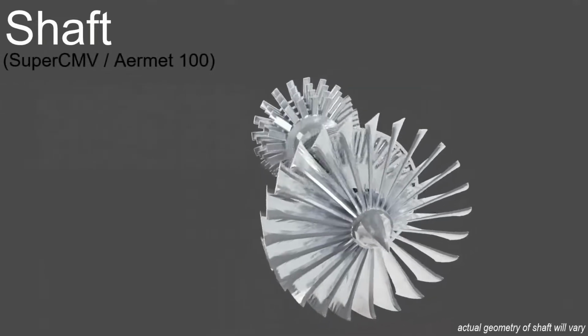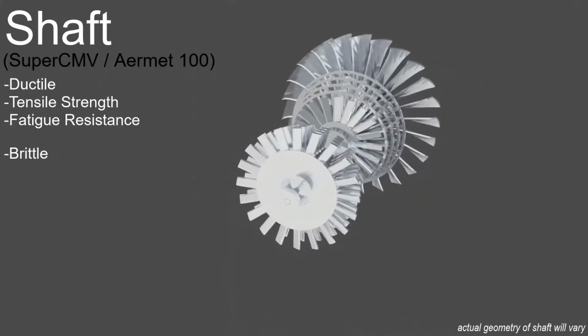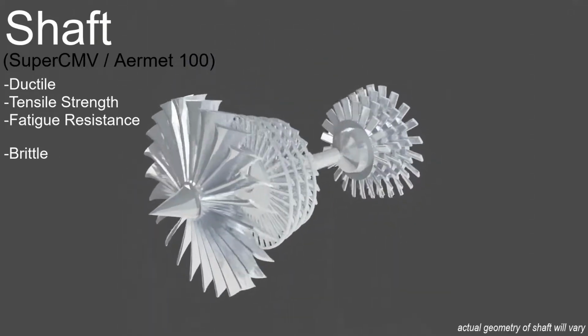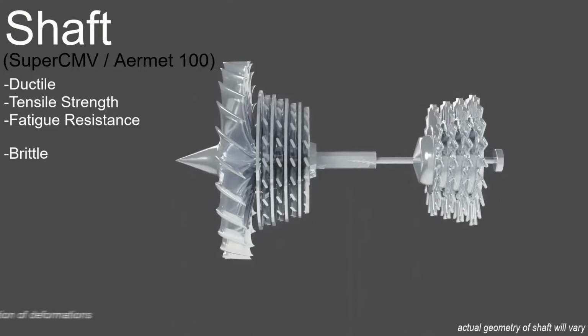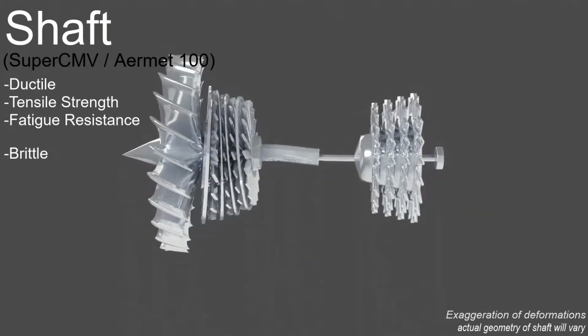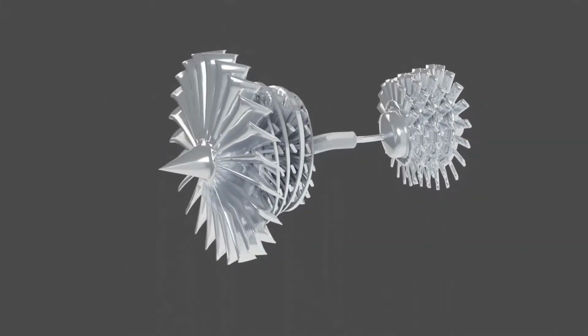As all these components vary in size and purpose, the load scenario implicated onto the shaft is complex and may lead to bending. To minimise bending, specialised steels such as Super CMV and AirMet 100 have been developed. These super clean steels are free from non-metallic inclusions such as carbon to increase their tensile strength.